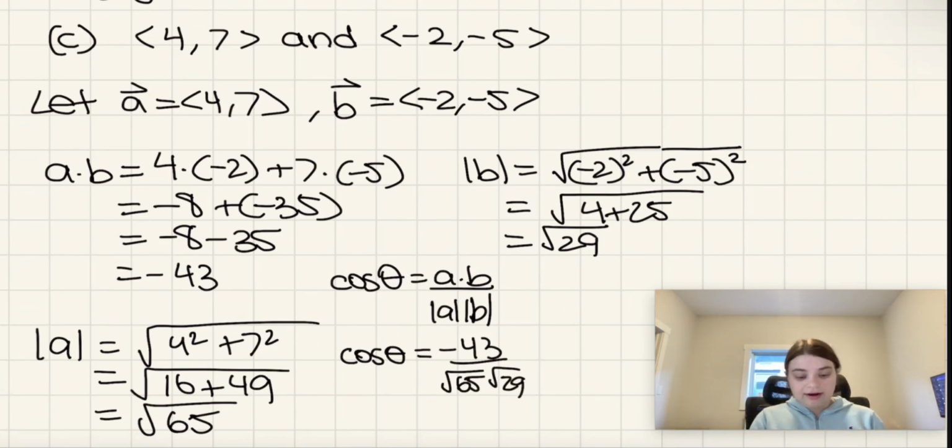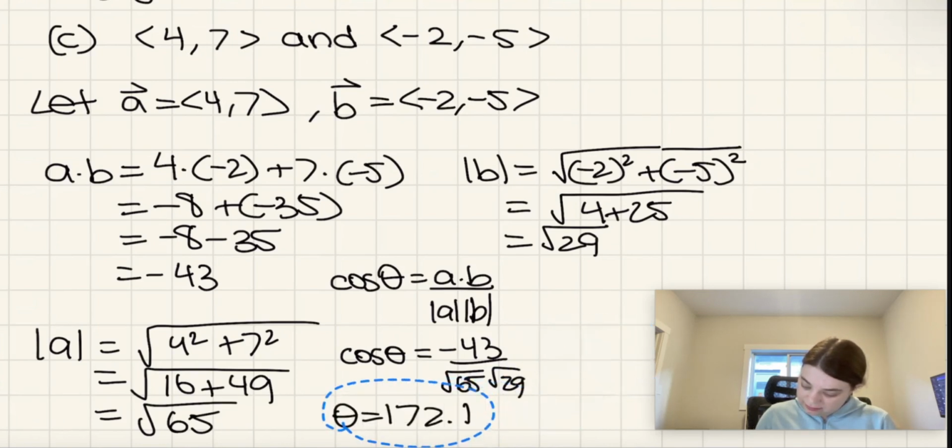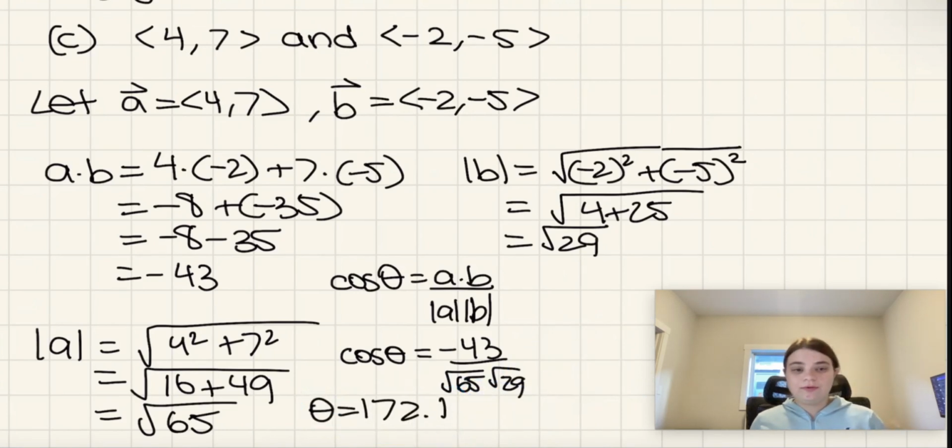And then if I grab my calculator, I'm going to punch in inverse cosine here of -43 over root 65 root 29, and that is giving me 172.1 approximately degrees. Oh, I guess we can't see that. I'm going to put that here. 172.1 degrees.